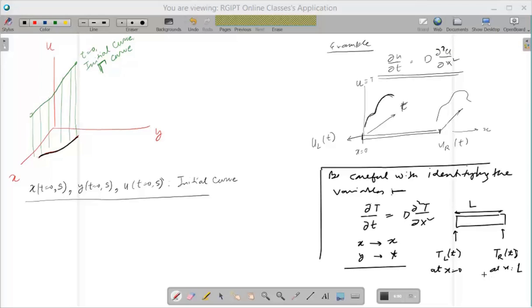So now here I'm going to identify x with x and y with t. Okay, and T as a function of x. So x equal to 0, x equal to L, T as a function of t is known. Right? So what it would mean is that the plot should look different, the orientation of the axis will be different. So let me show it this way.